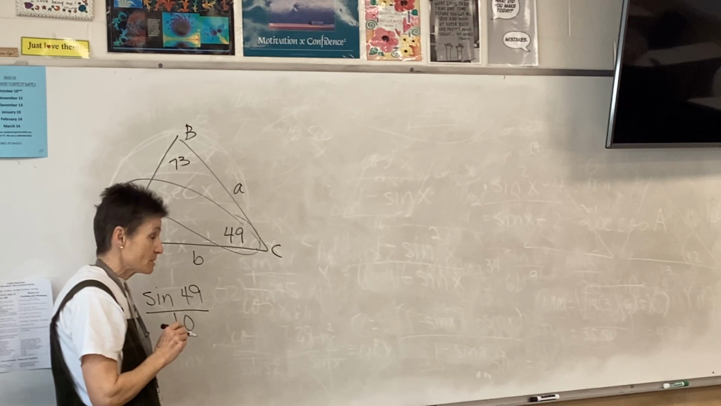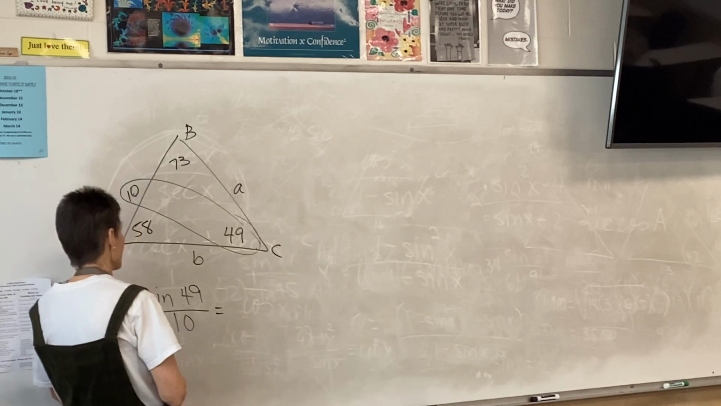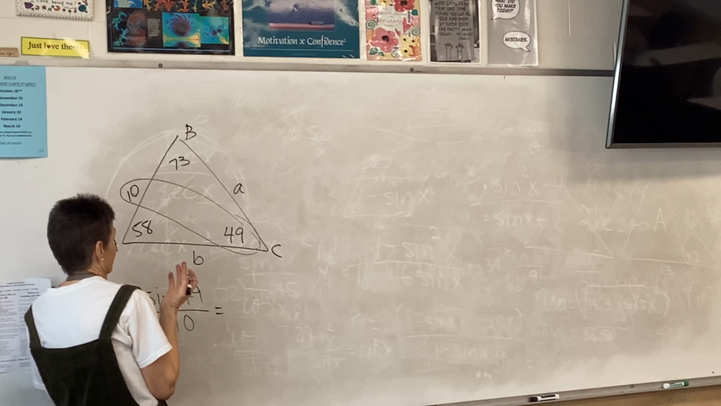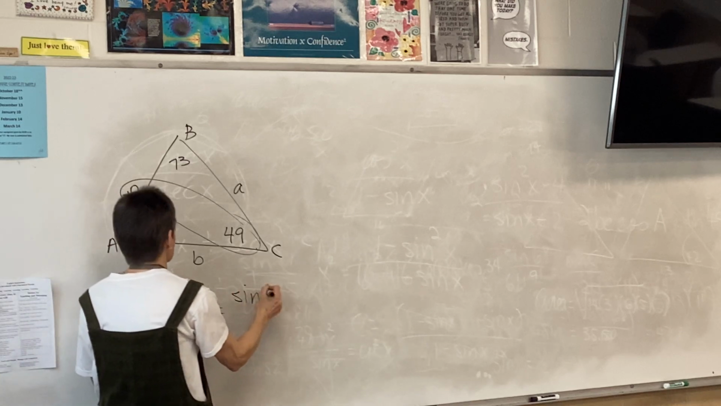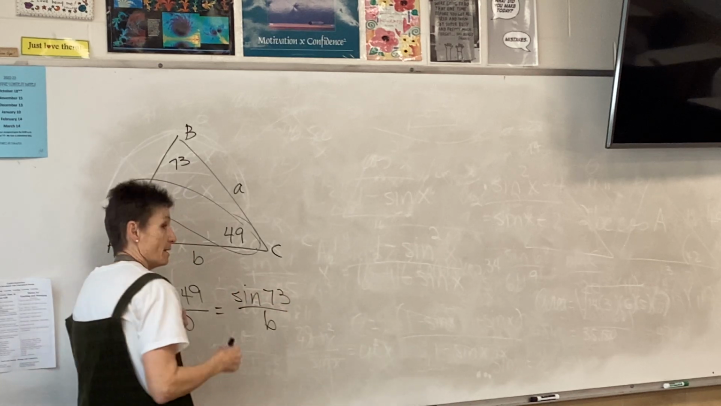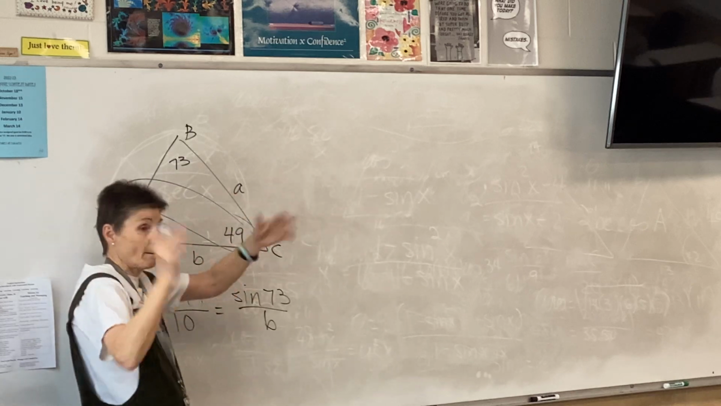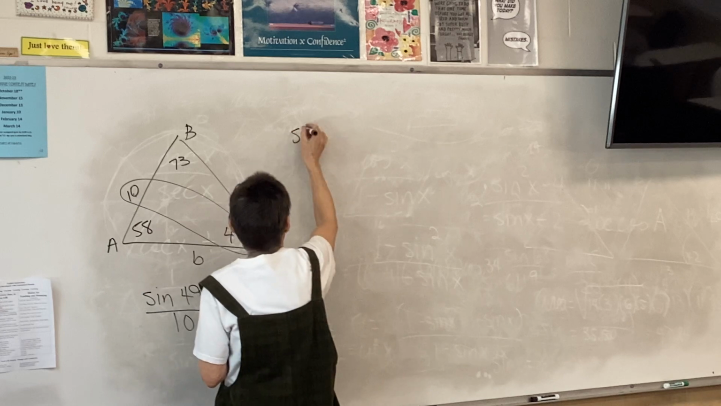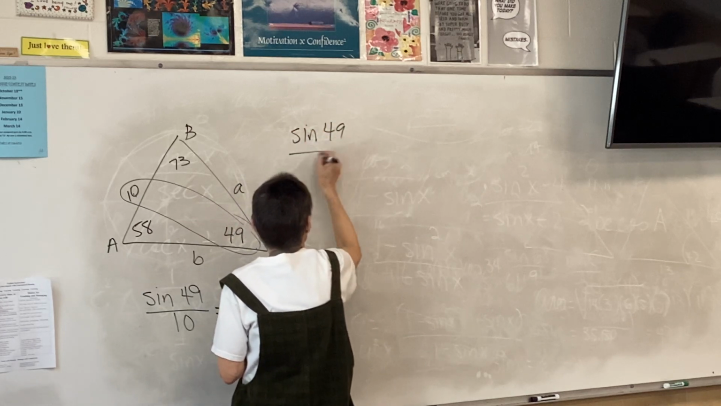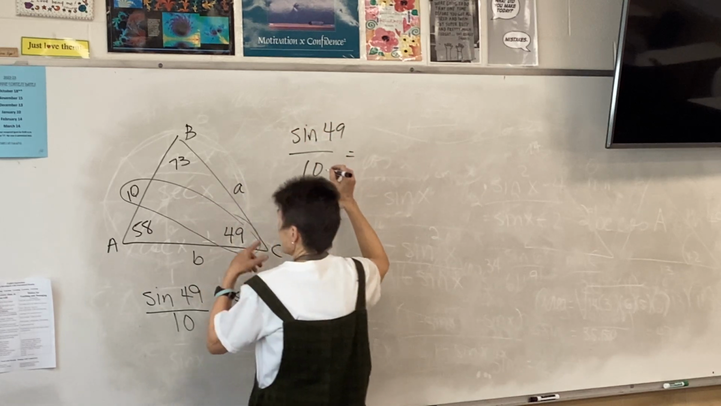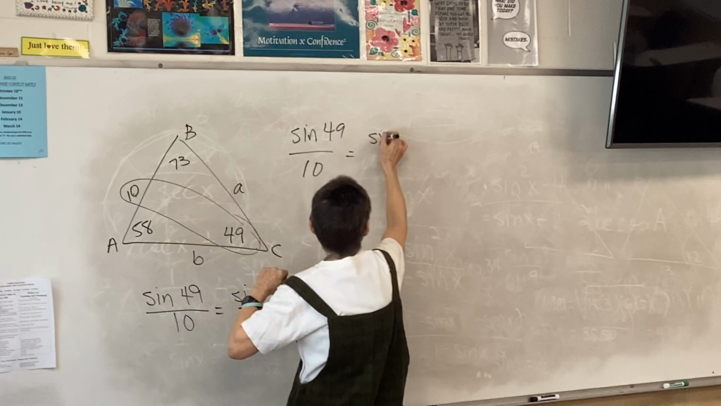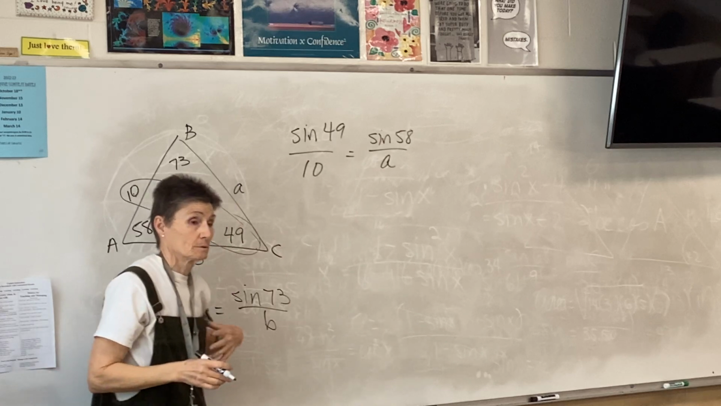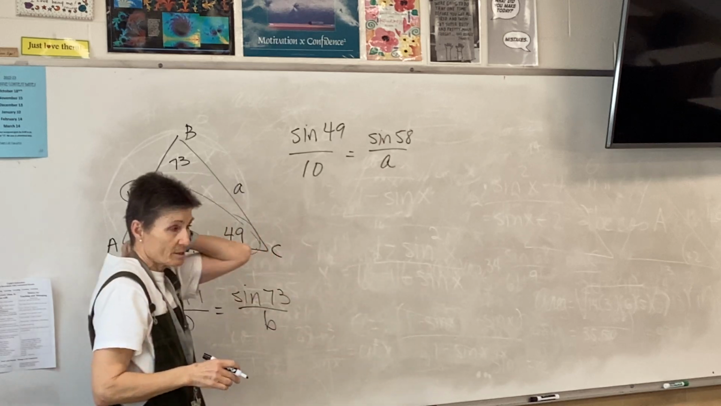Okay? So I'm going to go ahead. Why do I want to set that equal? Sine 49 over 10 equals sine 73 over B. And the reason I'm standing here kind of throwing my arms around is because it doesn't matter, right? We're going to have to do both. So sine 49 over 10 equals sine 58 over A. You have to do both, because you need both sides.